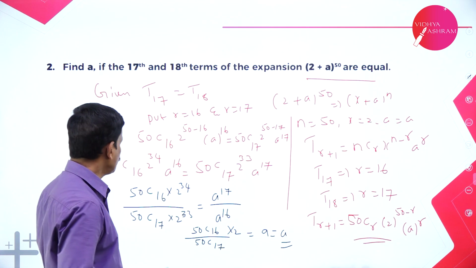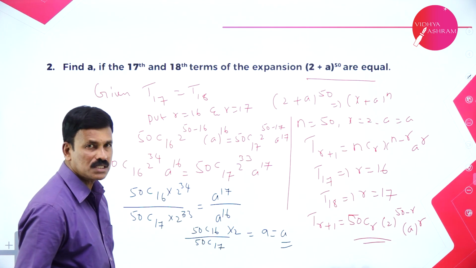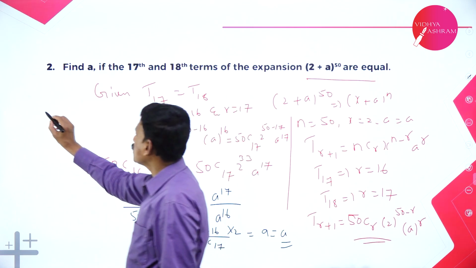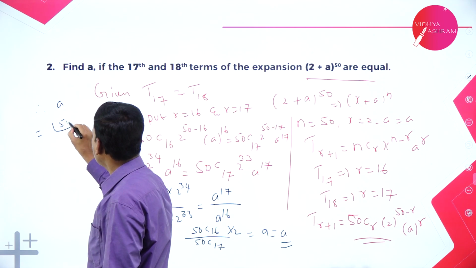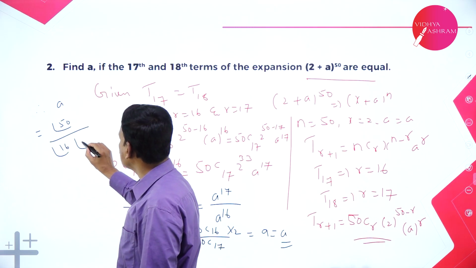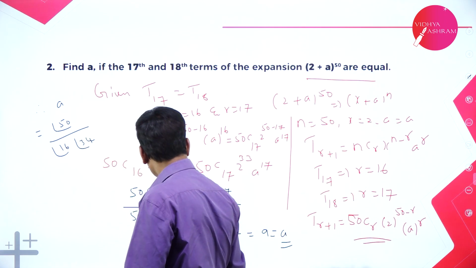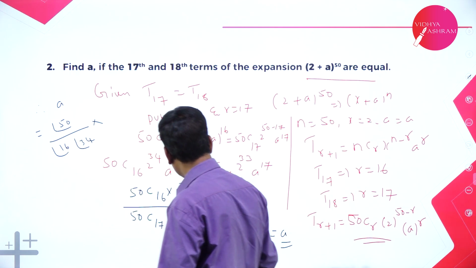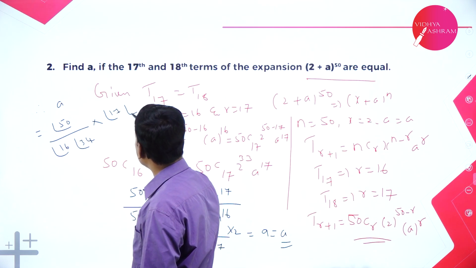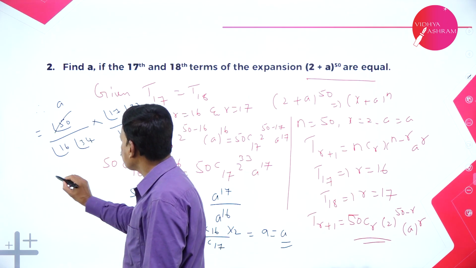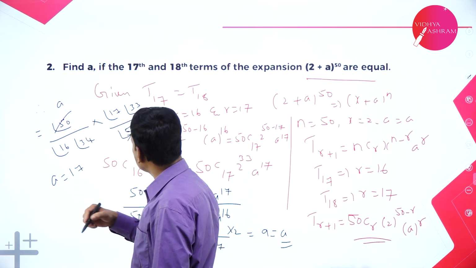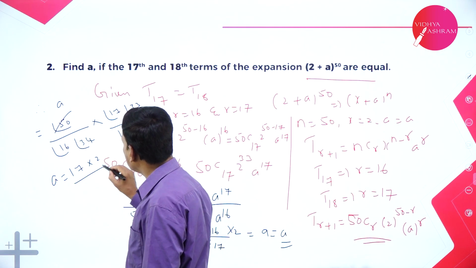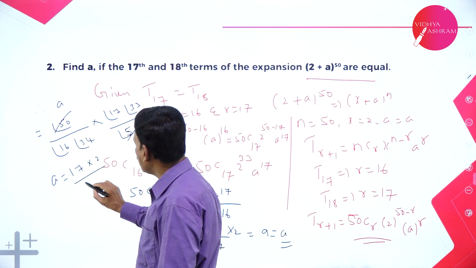That's it. So what is the value of a? A is equal to 50C16 into 2 divided by 50C17. Simplify this and you will get the answer. 50C16 is nothing but 50 factorial divided by 16 factorial into 34 factorial, and 50C17 is 17 factorial into 33 factorial divided by 50 factorial; the 50 gets cancelled, into 2. So a is equal to 17 in the numerator, 16 factorial gets cancelled, into 2 divided by 34.